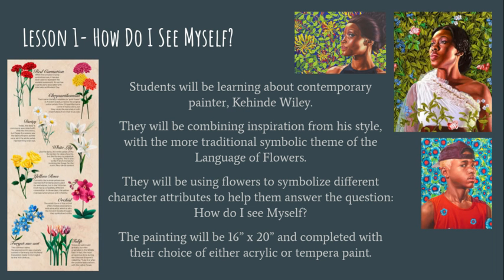The first lesson is: how do I see myself? Students will be learning about contemporary painter Kehinde Wiley. They will be combining inspiration from his style with the more traditional symbolic theme of the language of flowers. They will be using flowers to symbolize different character attributes to help them answer the question: how do I see myself? The painting will be about 16 by 20 and completed with their choice of either acrylic or tempera paint.